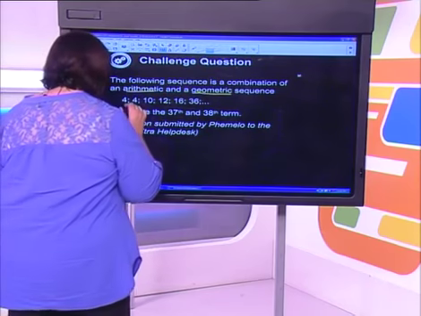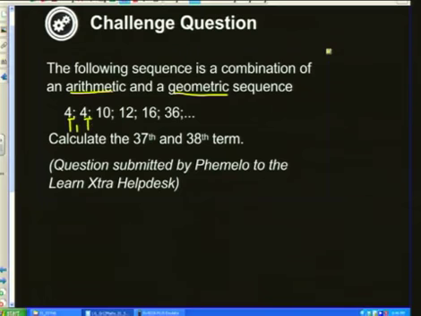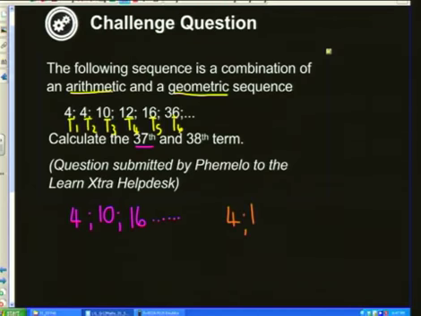So if we look at this, this is term 1. This is term 2, this is term 3, this is term 4, this is term 5, and this is term 6. So if we look at it, they want the 37th, which would imply the odd term, and the 38th, which would imply the even term. So let's separate them out. Let's take the odd terms. So that would be 4, 10, 16, etc. And then let's take the even terms, which would be 4, 12, 36.